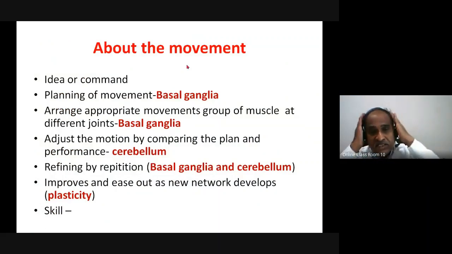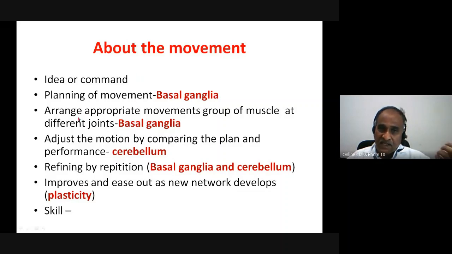Now, come back here. It's just a revision of what I have been talking about. The idea or command which has been generated in the prefrontal cortex, because of the planning of the movement, is performed by the basal ganglia, which arrange appropriate movements of groups of muscles at different joints, again through the basal ganglia and cerebellum. Now adjust the motion by comparing the plan and performance. That means the plan is by the cerebral cortex, the performance is by the spinal cord. Both are linked here in the cerebellum. That is correction and coordination.